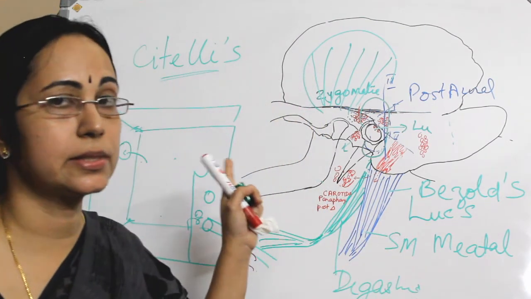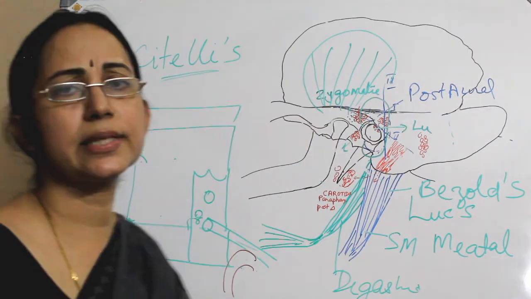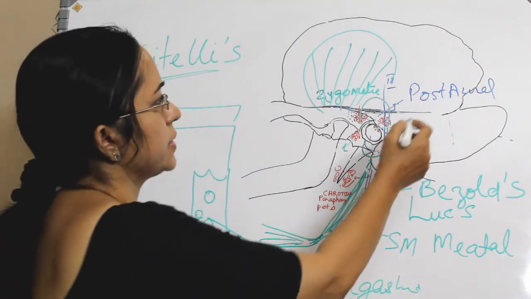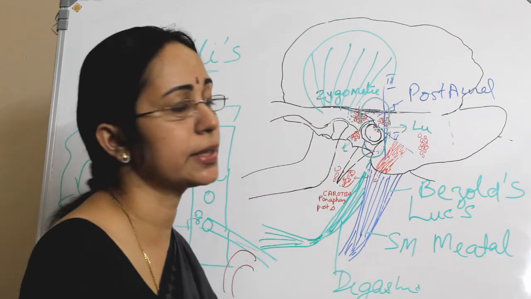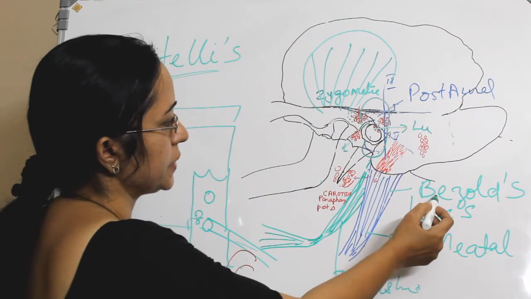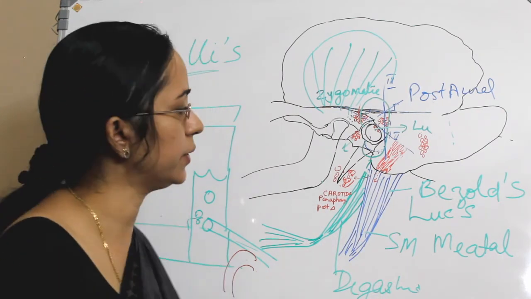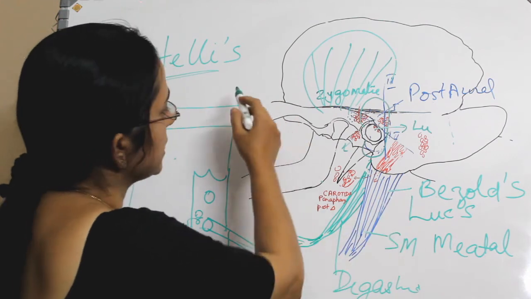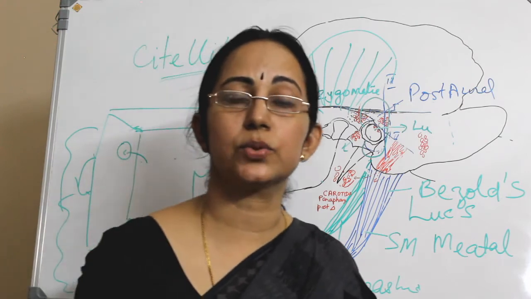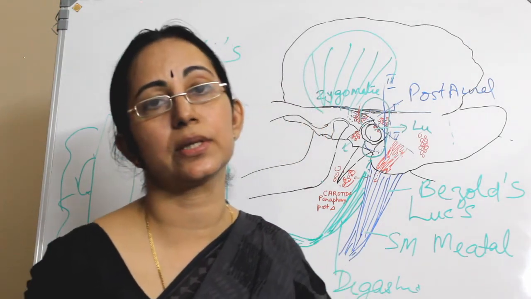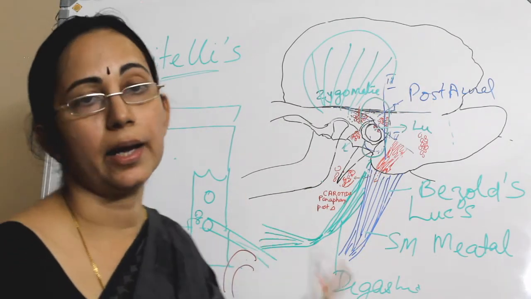Okay, so that is Citelli angle. These are the abscesses in relation. What are they? One is a postaural abscess, then a zygomatic abscess, Luc's abscess when it breaks into the external auditory canal, then a Bezold's abscess when it tracks along the sternocleidomastoid, and Citelli abscess either through the occipitotemporal suture line or the posterior mastoid emissary vein or along the posterior belly of digastric. So these are the abscesses.